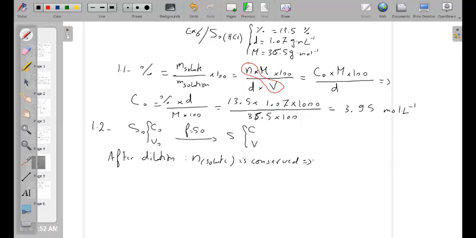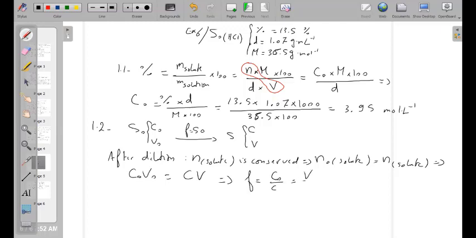That means N0 solute equals N solute, then C0 V0 equals C V. Therefore, F equals C0 over C equals V over V0 equals 50. V is the capacity of the volumetric flask. V0 is the capacity of the pipette. We should choose a volumetric flask and a volumetric pipette whose quotient equals 50.